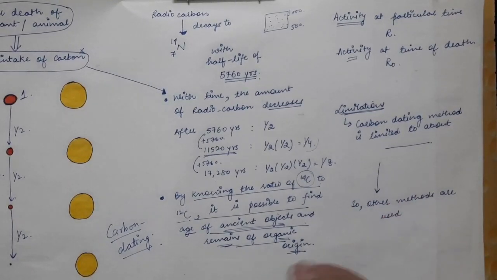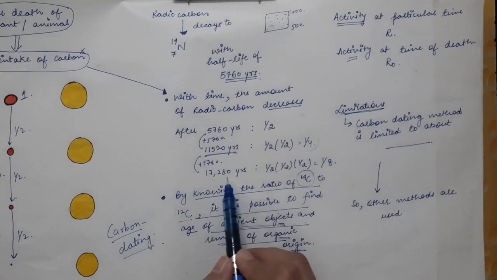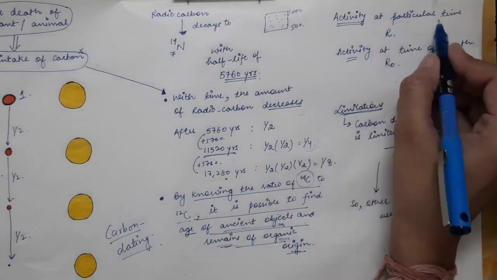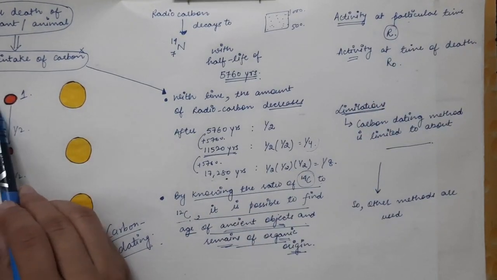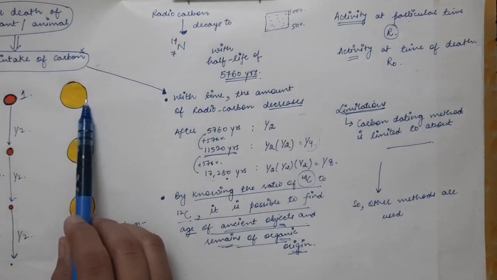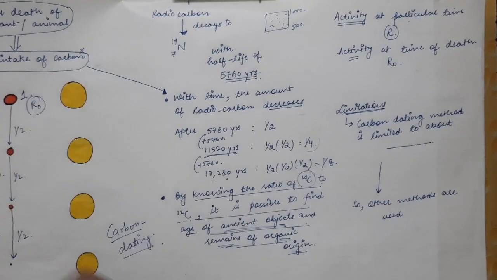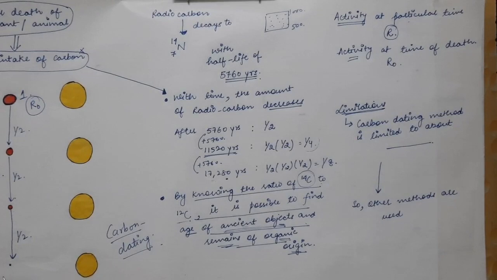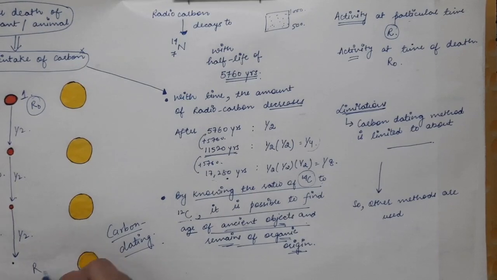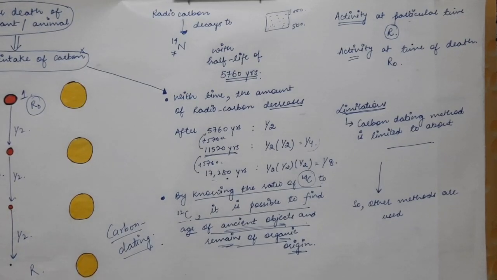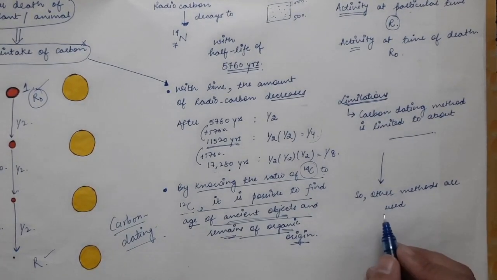So how do we determine the formula to find the age of a particular specimen? Let's say activity at a particular time is given by capital R. When the plant or animal has just died, let's say the activity of the radioactive carbon is given by R0, and after various number of years have passed, the activity of the radioactive carbon has reduced to capital R. So this was the initial activity and capital R is the final activity.